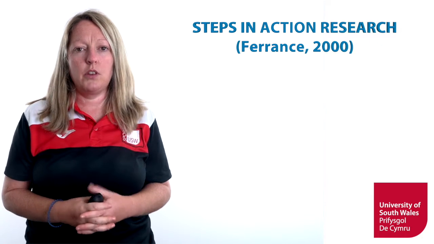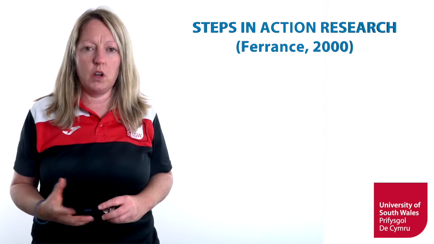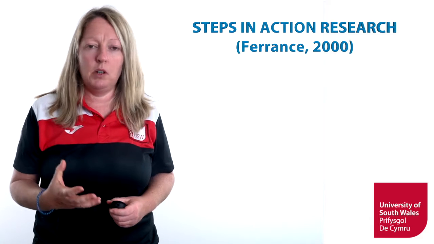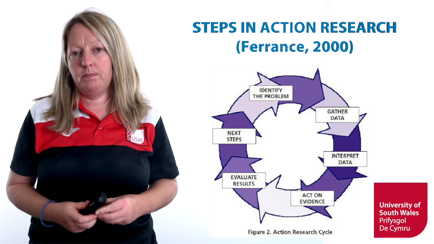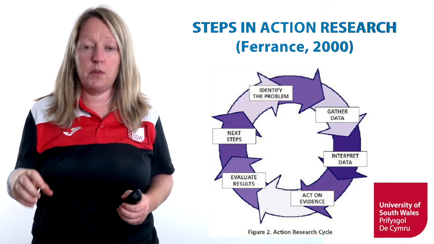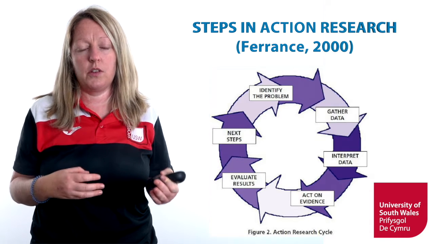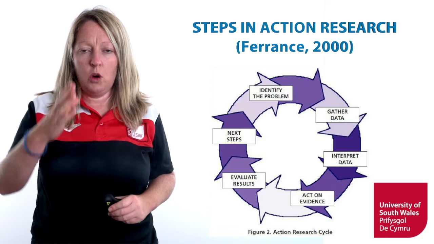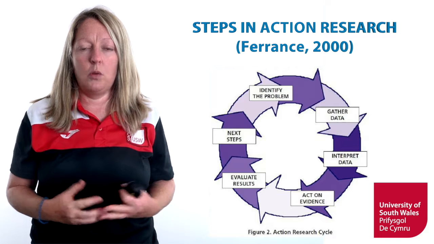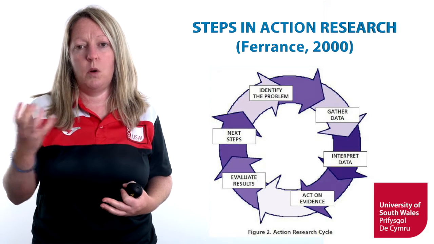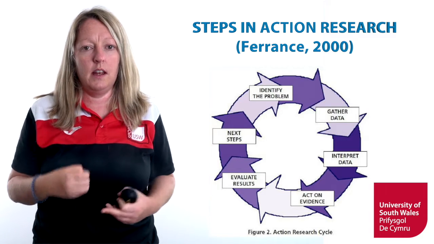So here I've picked one action research model. There are a multitude of action research models. You can find them online, you can find them in the lecture material. But what it looks at is identifying the problem, gathering some data, interpreting that data, acting on the evidence, evaluating the results, and then providing next steps. Those key headings are almost the headings you could include in your presentation. So: the problem, what was the data you gathered, how did you interpret it, how did you act on it, how you evaluated it, and next steps.